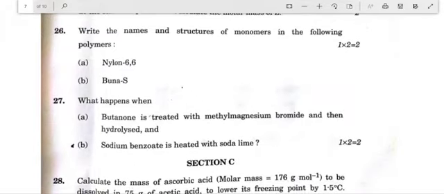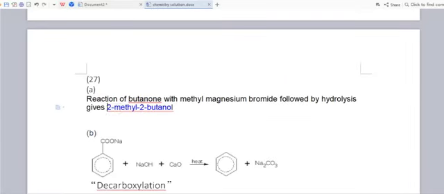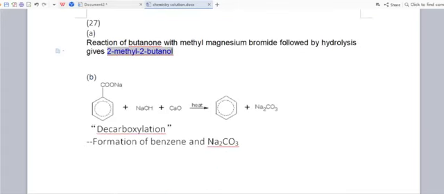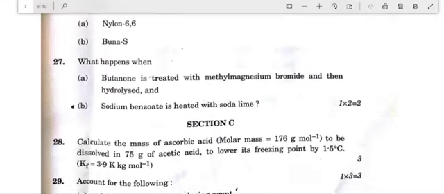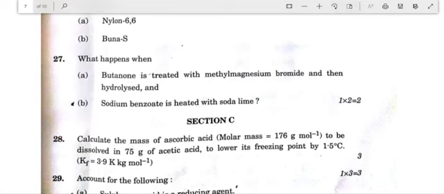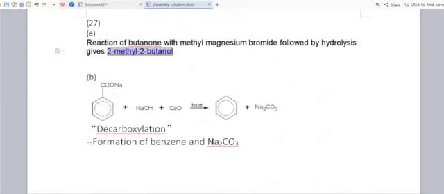Then what happens when butanone is treated with methyl magnesium bromide? Methyl magnesium bromide is a Grignard reagent, so it will yield 2-methyl-2-butanol. Then the second is a decarboxylation reaction. Sodium benzoate is heated with soda lime, therefore decarboxylation will take place, and this is the reaction as you can see, and formation of benzene and Na2CO3 will happen.